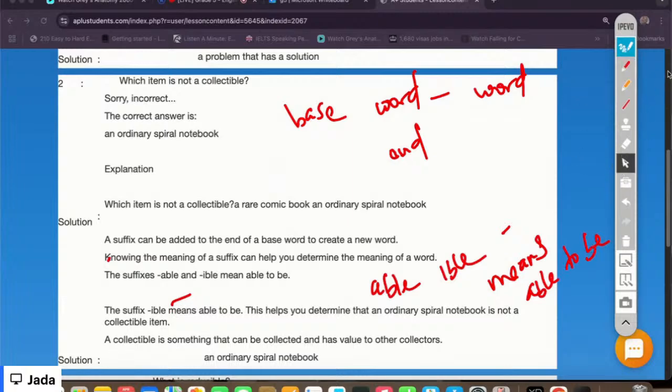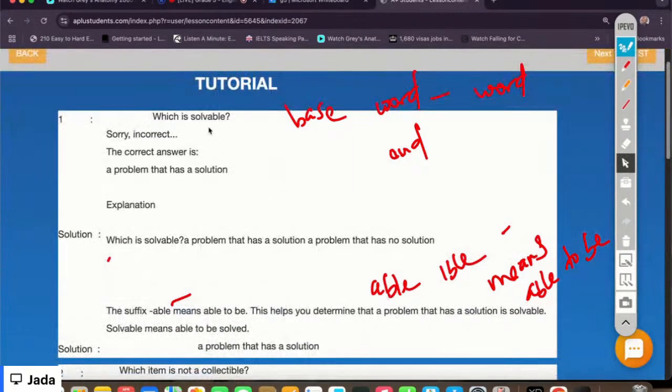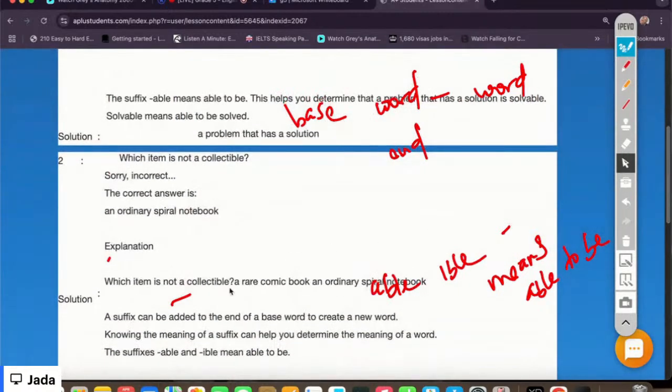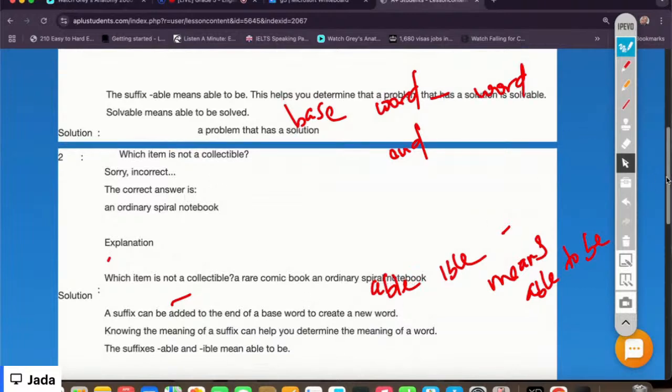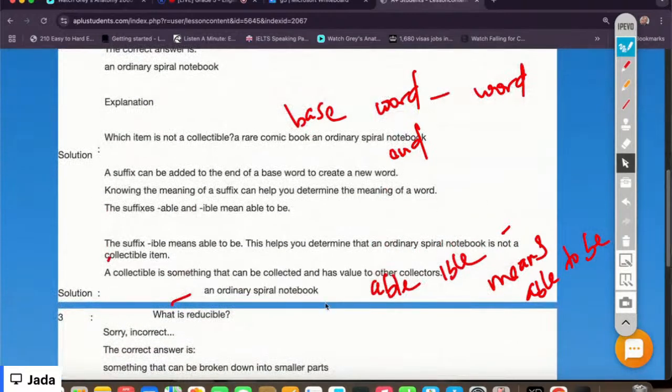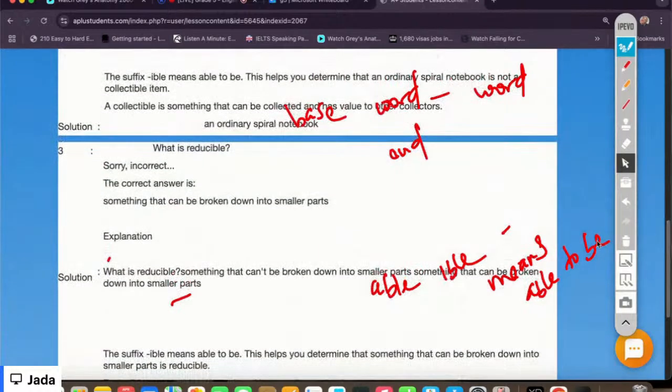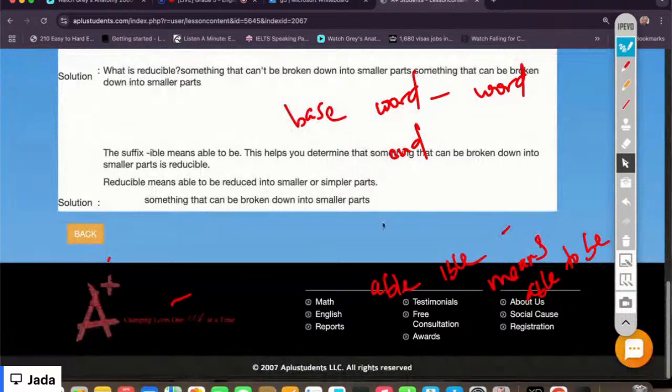All right, so it's almost like possible, which is solvable, a problem that has a solution. So if you say able, that means you can deal with it, it can be taken care of. That's why when we say which is solvable, we have a problem that has a solution, and which is collectible, we have an ordinary spiral notebook. Then with reducible, we have something that can be broken down into smaller parts.